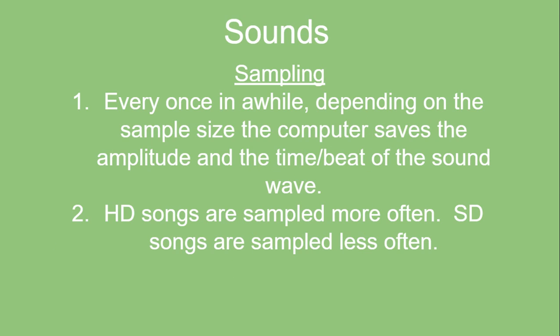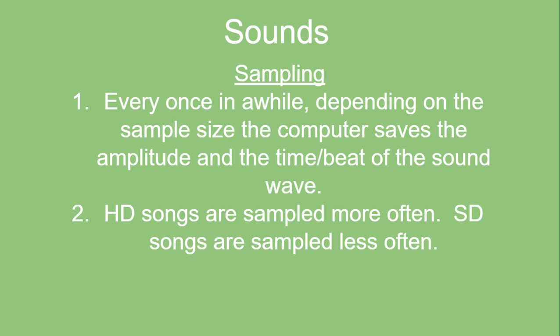And last but not least, we have sounds. Sounds are, I think, some of the more fascinating ones. When you save a sound wave to your computer, you actually dictate the sample size. Usually you do it by saying, I want this HD, or I want this SD, or I want this UHD for ultra high definition. And depending on that size, the computer will check in on the sound every once in a while, and it will save the amplitude, which is how high the wave was, and the time or the beat of the wave, meaning how often it repeats, and it will save that as a 4-digit number.